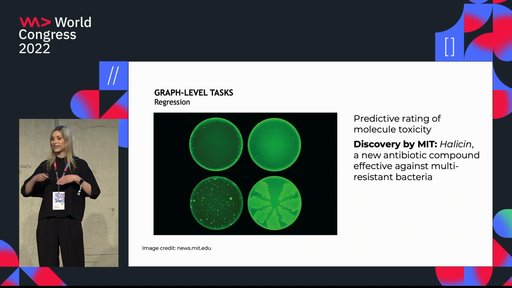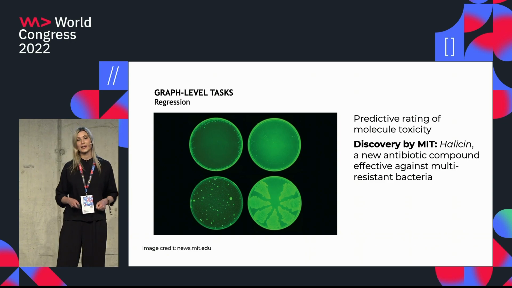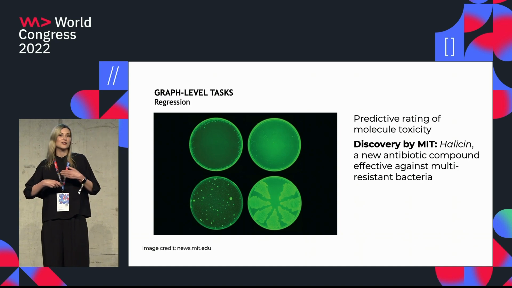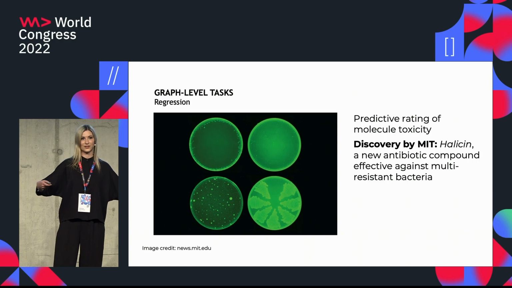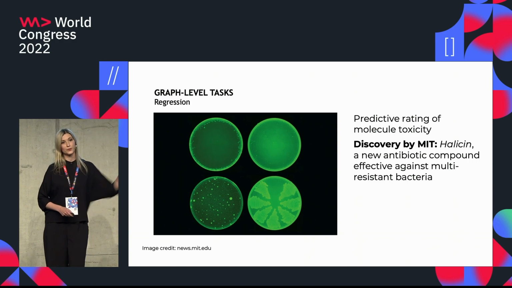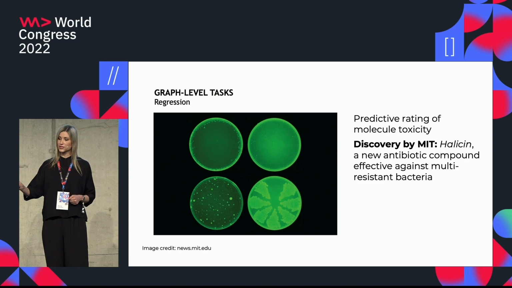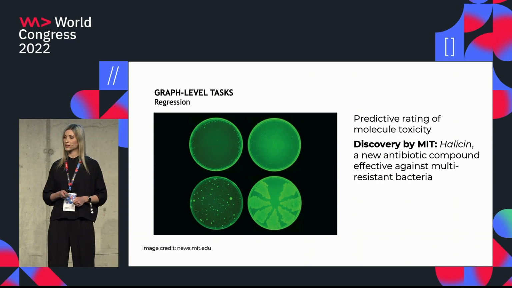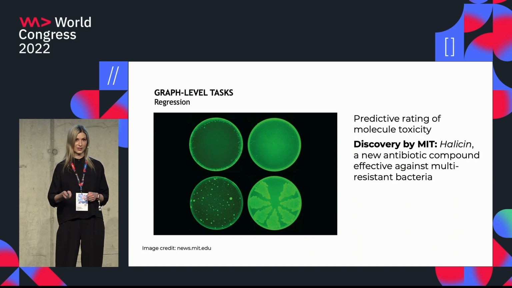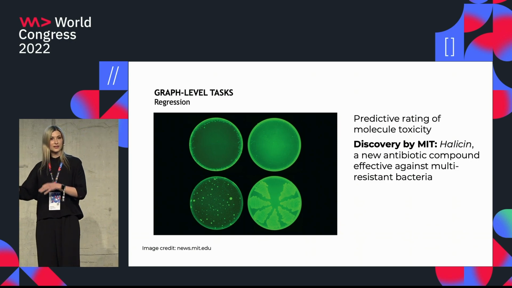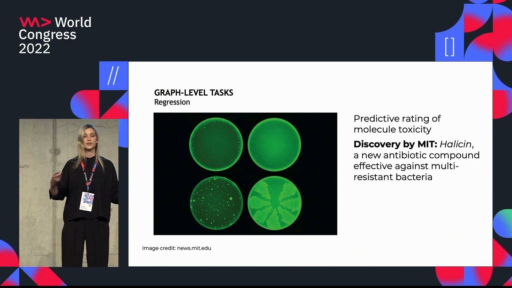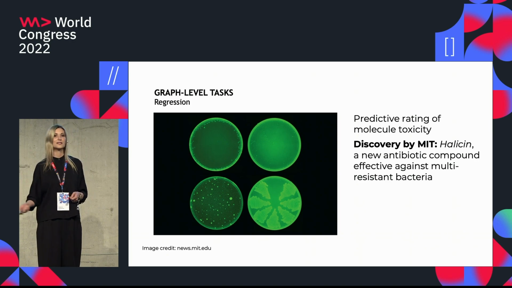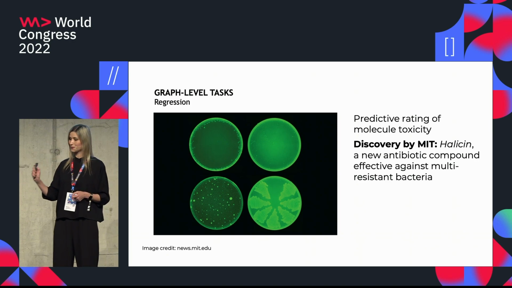We can also have graph level regression. And for those of you who are new to AI, regression is a prediction of some new continuous value, like, for example, an object's weight or a person's height. And researchers at MIT have performed graph level regression in order to predict toxicity of molecules. And basically, this led them to a discovery of a new antibiotic, halicin, which is effective against some resistant bacteria.